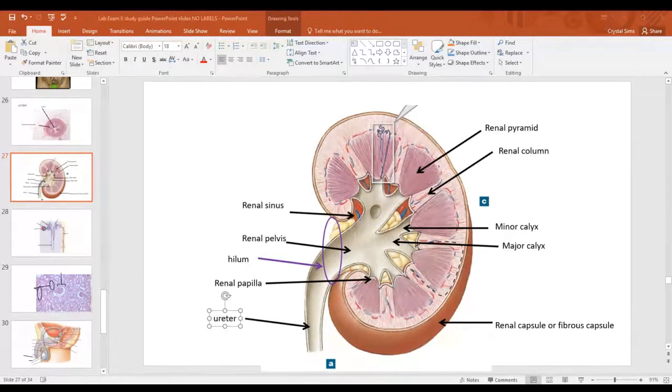All right, Kaylee, did you get all these as we went through them? I'm still trying to type them. Okay. Can you see underneath the renal sinus again? No. Okay, gotcha. Underneath the renal sinus is the renal pelvis.